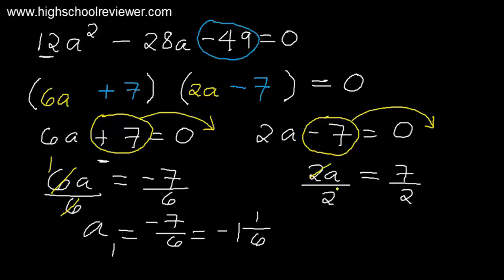This is equal to 1. So 1 multiplied by a will give us positive a. And positive 7 over 2, or this is equal to 3 and 1 over 2. So this is our a sub 2. So these now are our final answers. Our next problem, we have positive 64x squared minus 56x plus 10 equals 0.